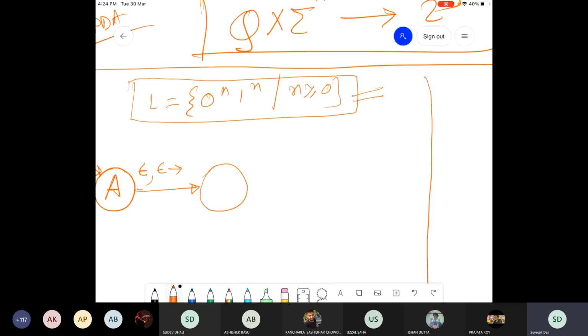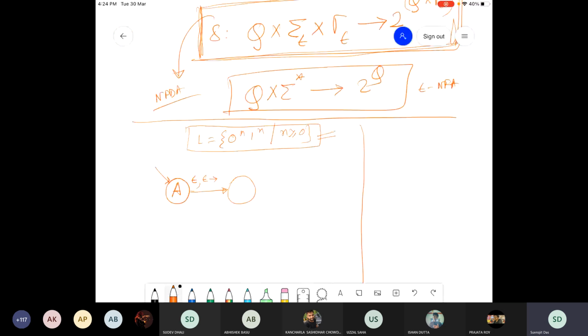So what is the first case that you can have? The first case is that both the input and the stack are empty, right? So if both the input and the stack are empty, then you intend to push a dollar, right? So epsilon comma epsilon dollar. So is this clear?